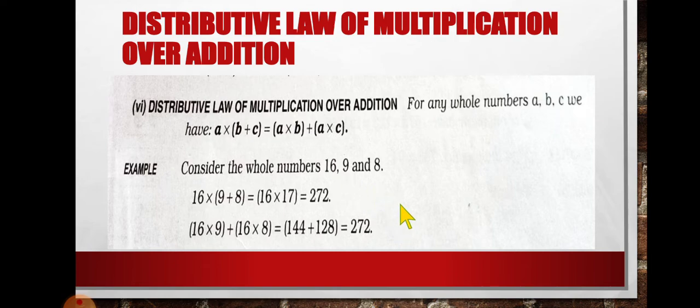In that case also you can see both our sides are the same. It means when we do both sides, our result is always the same. So this is the distributive property of multiplication over addition. Let's see our next property.